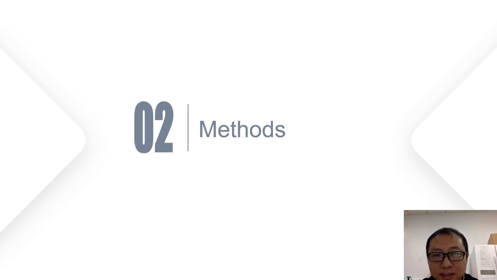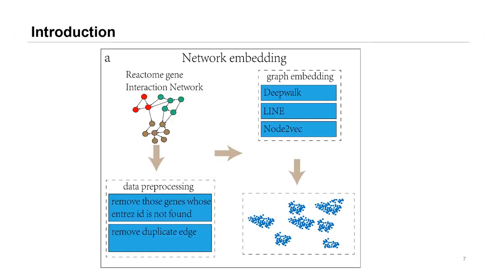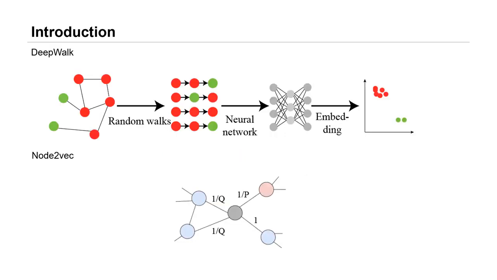Next section is method. We employ 3 embedding methods on Reactome pathway interaction database. The Reactome database supplies an edge list for all gene interactions in whole human pathways. The graph embedding algorithms include DeepWalk, LINE, and node2vec.